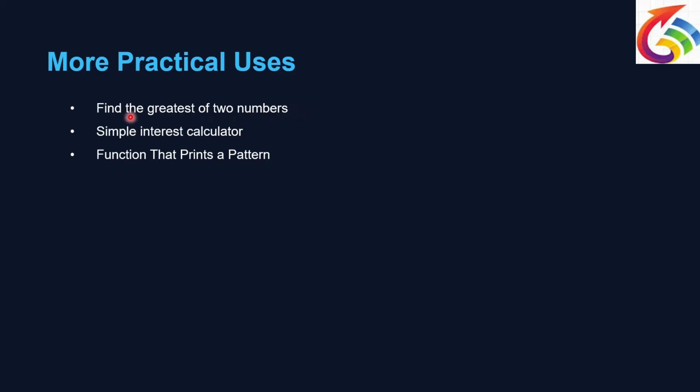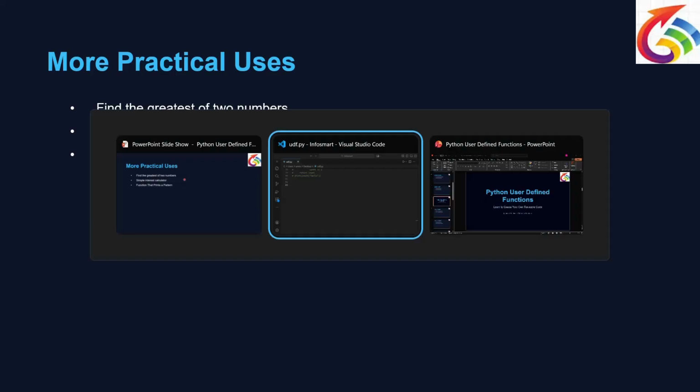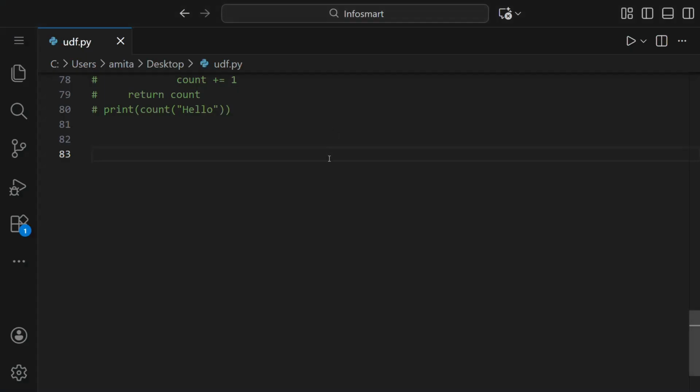Okay, so let's move to the next program, which is to find the greatest of two numbers. So if you want to calculate the greatest of two numbers, first we have to make our code that is greatest. Then inside it we'll say a comma b with the two parameters with a colon sign. Now we'll check whether a is greater or b.